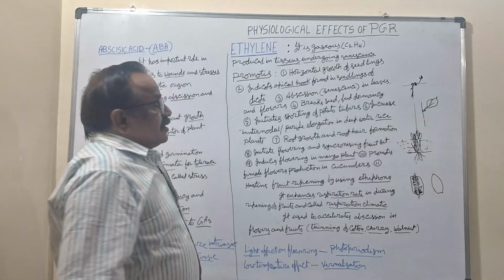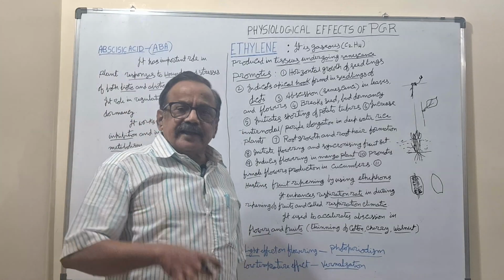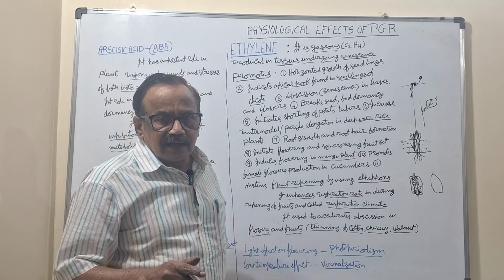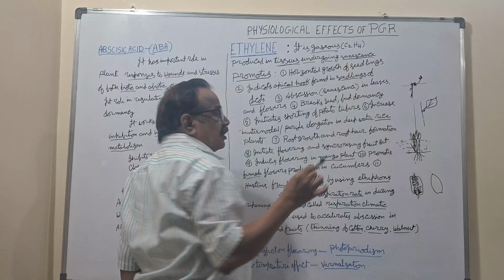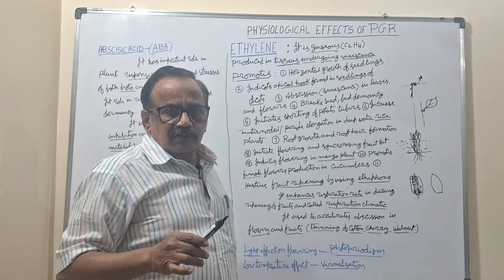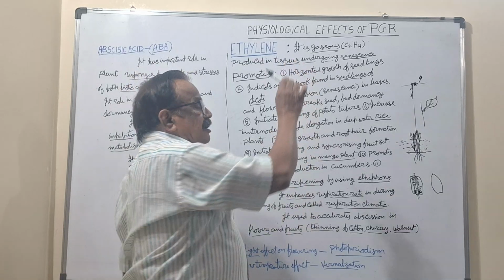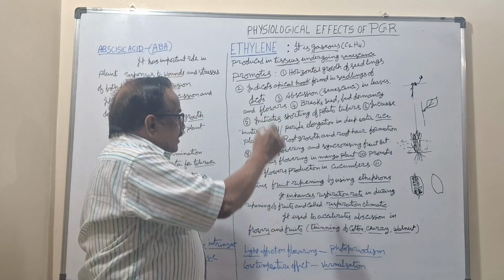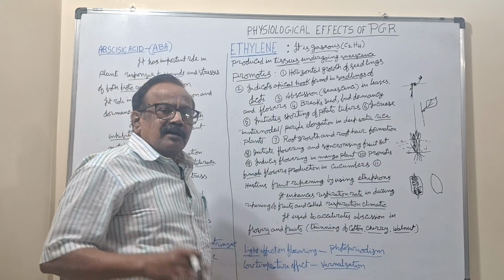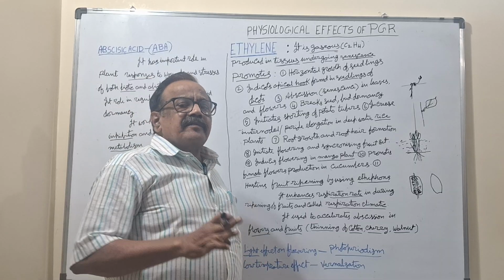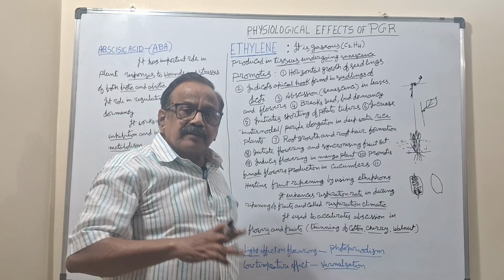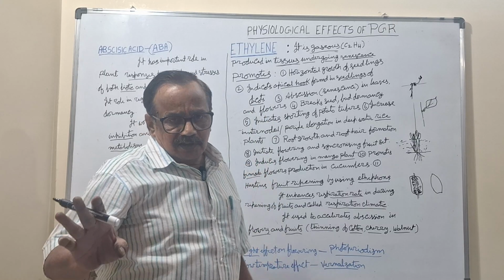In this way, ethylene works as both promoter and inhibitor. Both functions are done, and it is a very small molecule compared to all the 5 plant growth regulators, and it is also gaseous. These are the things we can learn, and they are very, very important for NEET. He already asked 2 questions on this in previous years, and any time he can ask. So note down all the things and practice them. More than this, no one will ask in NEET.